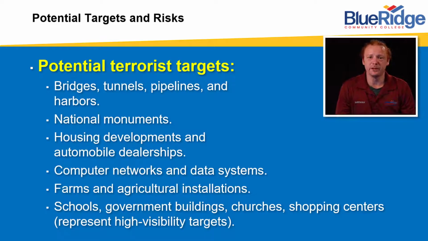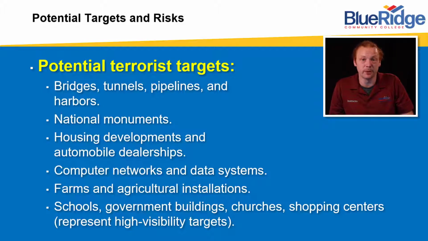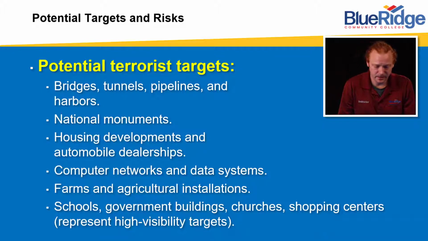To understand the threat that terrorists pose to people and places, consider the places that terrorists might identify as targets. We have bridges, tunnels, pipelines, and harbors. These can constitute infrastructure targets. National monuments or even regional monuments are symbolic targets. Housing developments, automobile dealerships, manufacturing, those constitute infrastructure targets. Computer network and data systems might be targets for cyber terrorists.